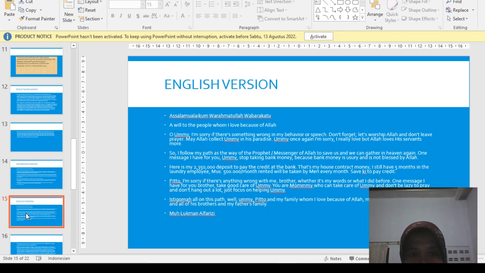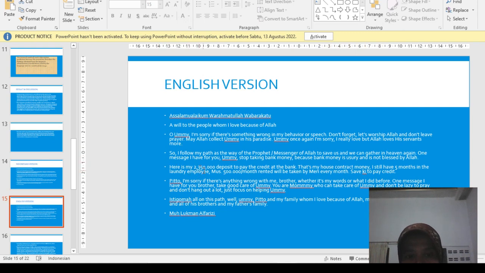So I follow my path as the way of the prophet or messenger of Allah to save us, and we can gather in heaven again. One message I have for you, Umi: stop taking bank money, because bank money is usually riba and is not blessed by Allah. And here save key to pay credit. Here key here refers to me.